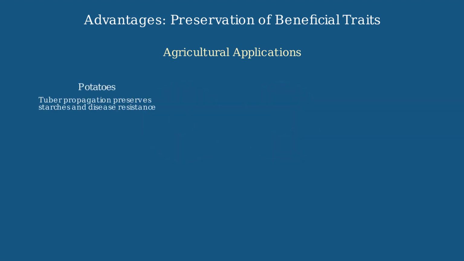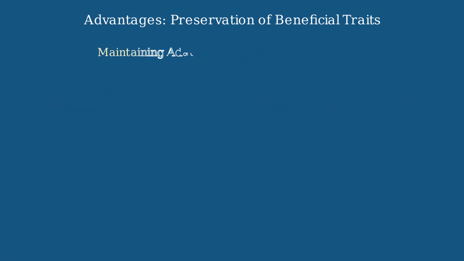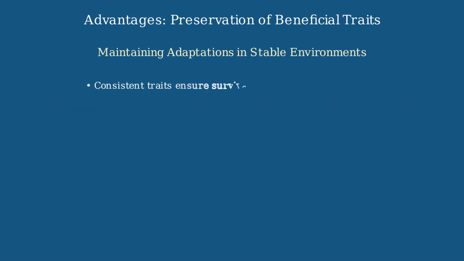Potatoes are propagated through tubers to preserve their starch content and disease resistance. Commercial bananas are genetically identical clones, ensuring consistent sweetness and seedless fruits. Grapevines are propagated through cuttings to maintain the exact flavor profiles needed for specific wines. This genetic consistency is particularly advantageous in stable environments. When conditions remain constant, maintaining well-adapted traits is more beneficial than generating genetic diversity.